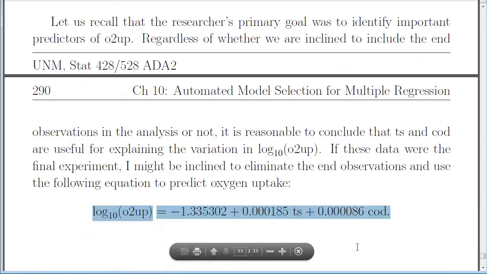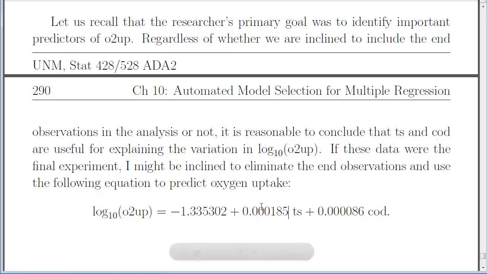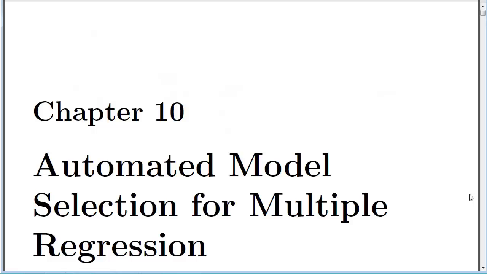Here's our final model. Plug in those coefficients from the regression. Looks like there's fairly small effects in terms of the units, but that's really just about the unit of the variables, right? We're predicting the log on the log scale, and TS and COD are on whatever units they are. So even though there's lots of zeros here, it doesn't mean that they're not important. They're clearly important from the modeling exercise. And that's the end of Chapter 10.